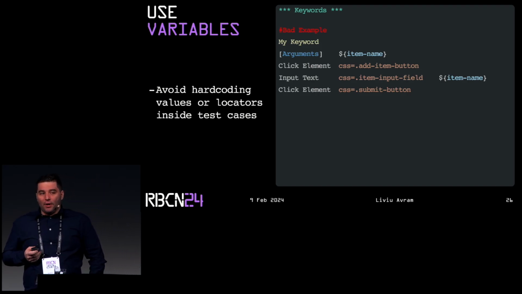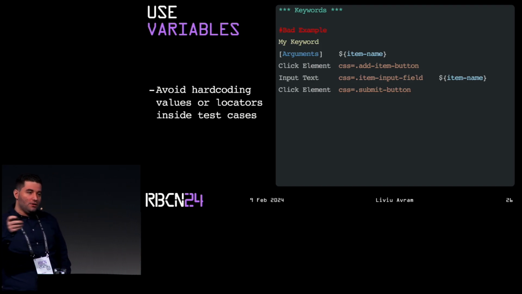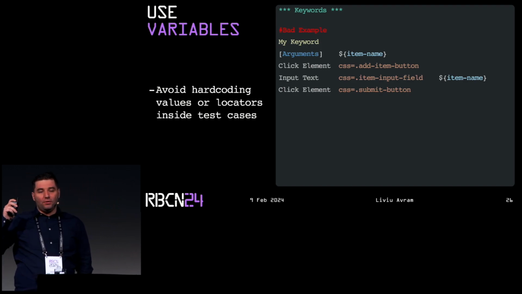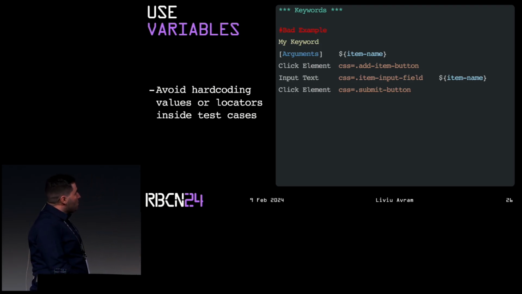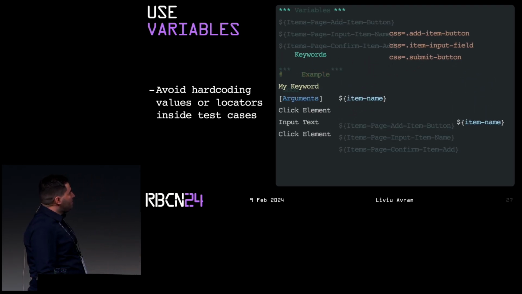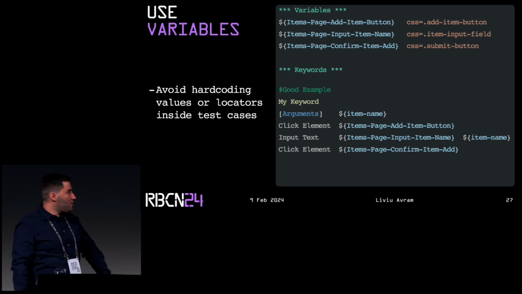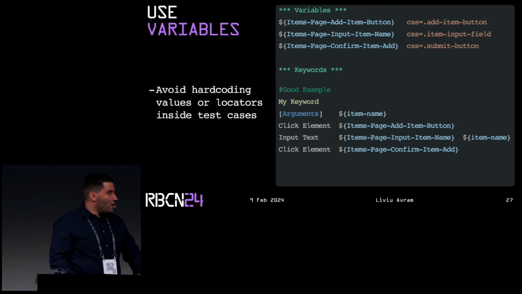And at that point, it took me 2.5 months to identify all the locators that were hard-coded inside files, put variables on them, and continue from there. So instead of this, you can have this. And now you can use that variable in all the test cases where you need it.